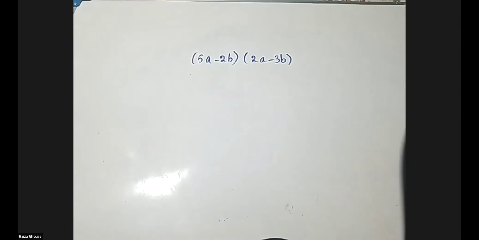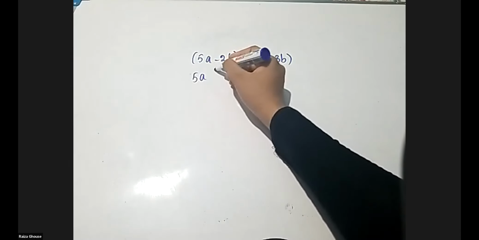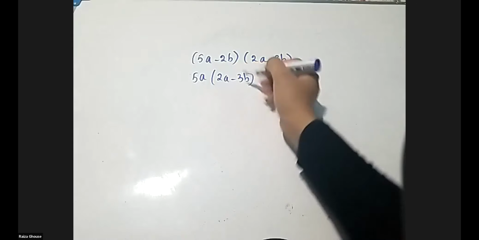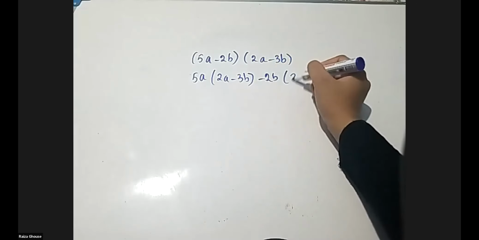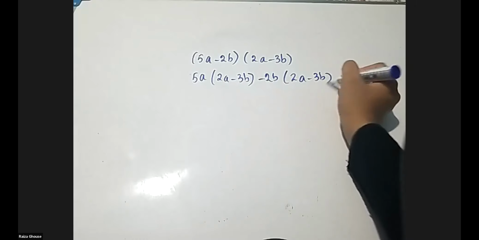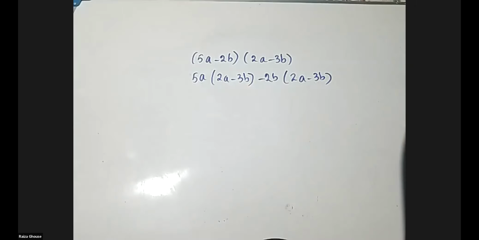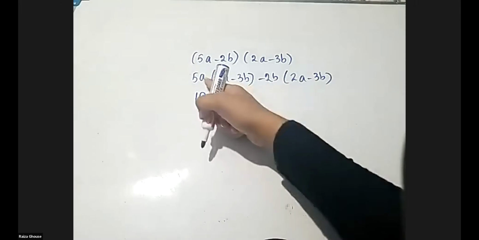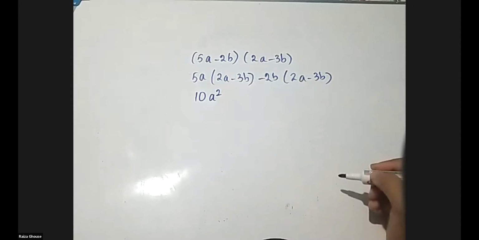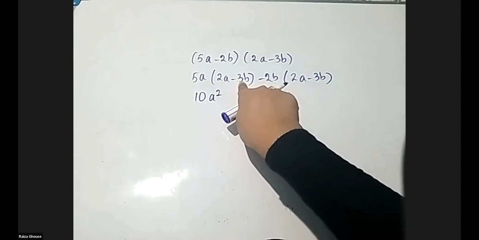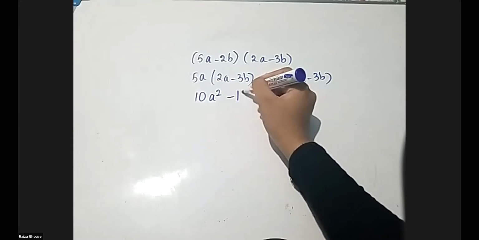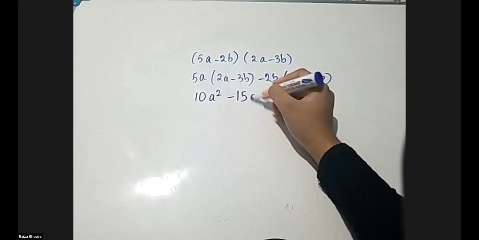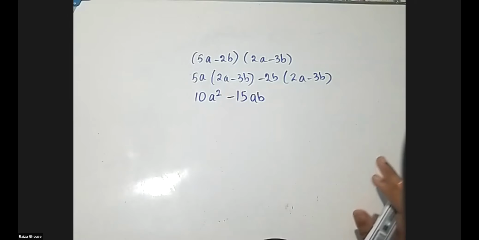Right, here, see, both the binomial expressions are negative. Same concept. Take the first term of the first bracket and the second bracket completely. Take the second term of the first bracket and the second bracket completely. Same, right? Now multiply. Look at the board. 5 times 2 is 10. Clear? A into A, A squared. Clear? 5 into negative 3, negative 15. A into B, AB. I think it's clear.